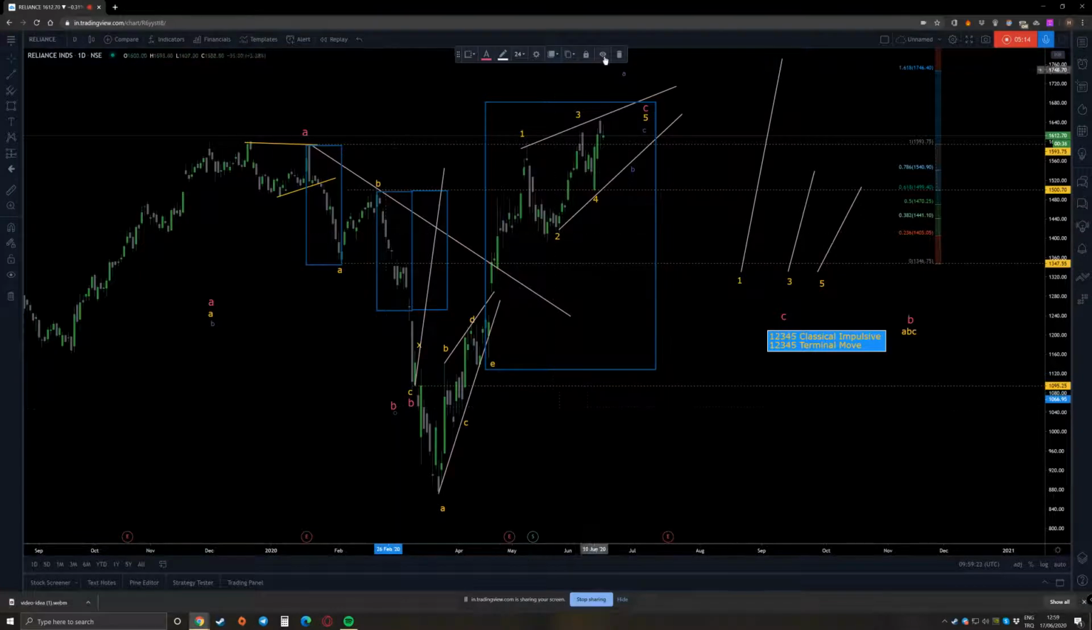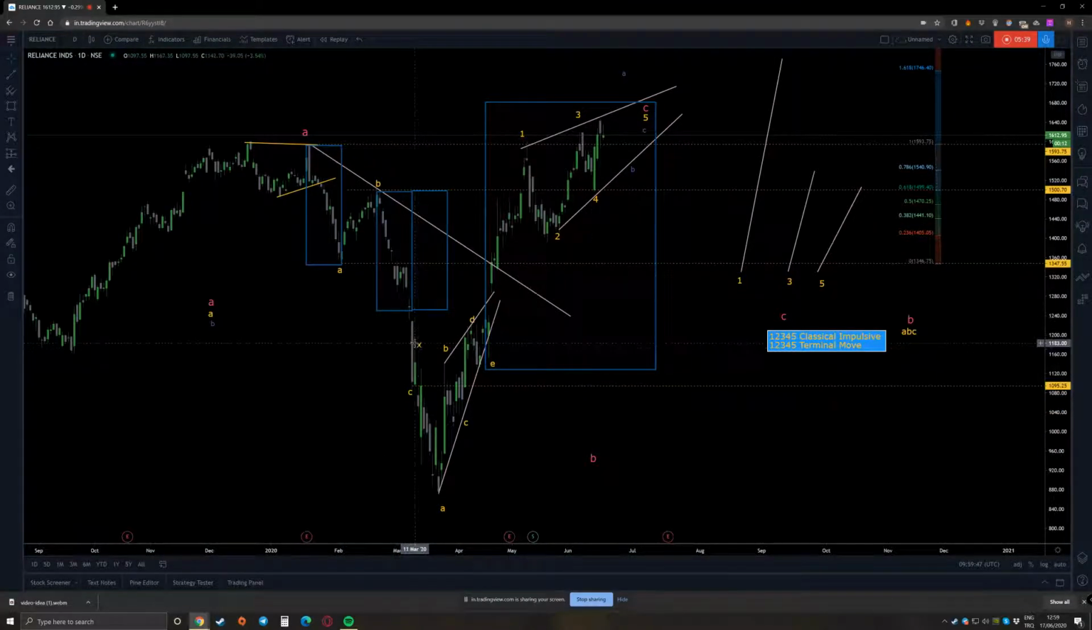Also, you have to know something very important too. Until the move is done, I couldn't put wave B here, okay? Because I don't know. Now that this time has expired and the market didn't do it, it means that whatever B wave is not done here, it's on the right side.